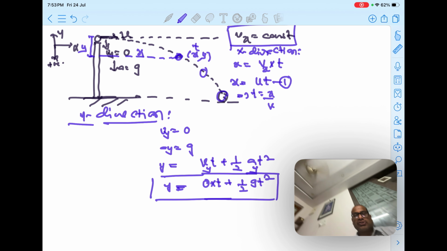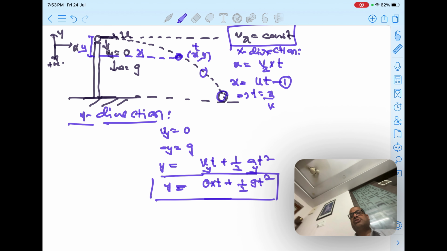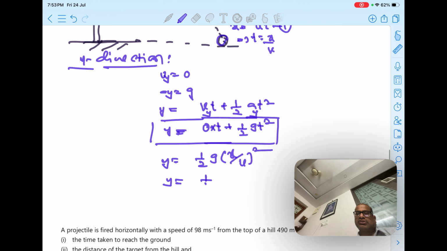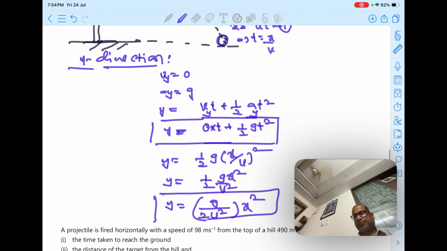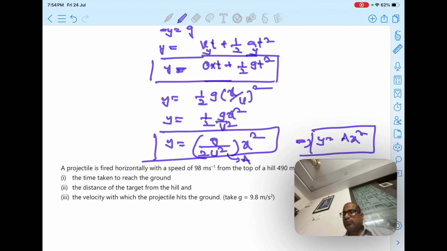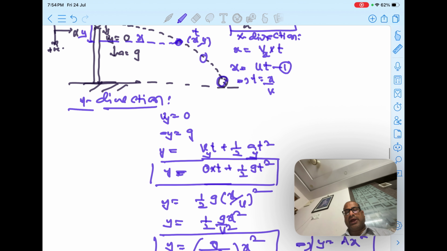Now our aim is to show that this trajectory equation is also a parabola. A trajectory equation is only in terms of x and y, so substitute the value of t. Then y is equal to half g into x by u whole square, so y is equal to half g x square by u square, that is g by 2u square into x square. Take g by 2u square as some a. So the equation becomes y is equal to a x square, which is again a curve, and we can call this the equation of a parabola.